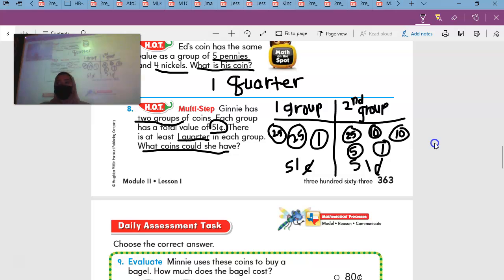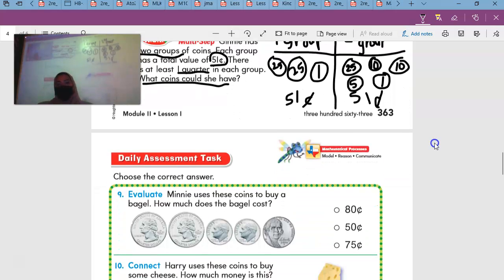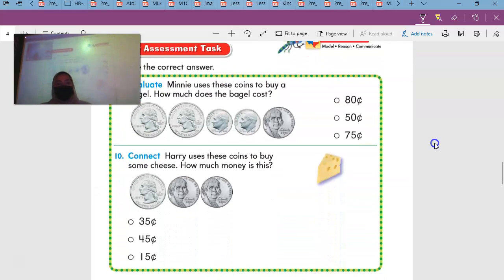Good. Rena says she practices at home by counting the money in her piggy bank. She has money in her piggy bank. Cool.